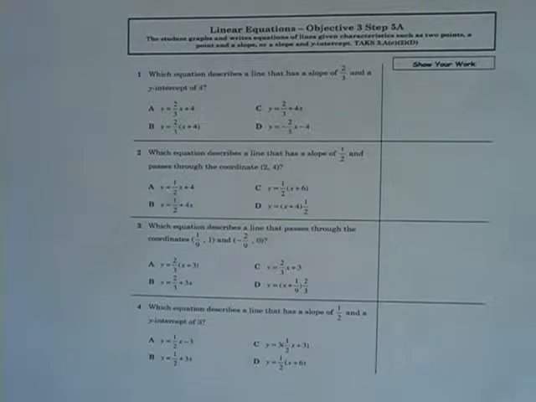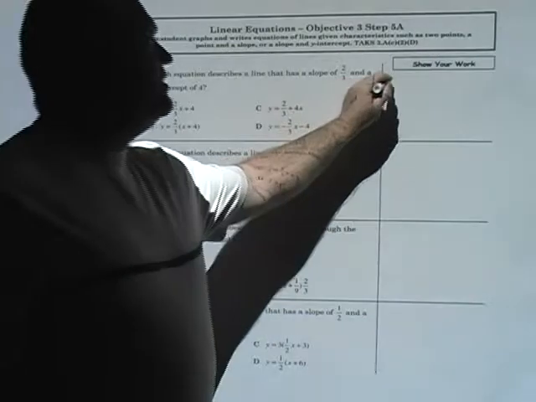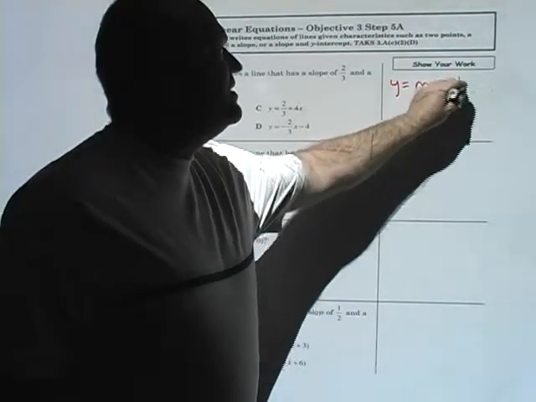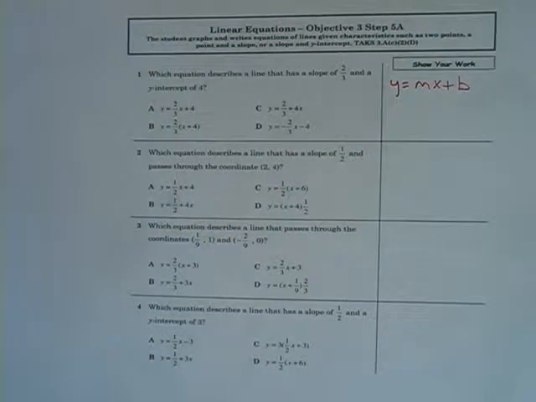Okay, number one says, which equation describes a line that has a slope of 2/3 and a y-intercept of 4? Okay, what you need to understand here is this formula. And this formula is on your formula sheet for tax. It's called the slope-intercept form of an equation, and we're gonna use it quite a bit. So it's probably good to just memorize this.